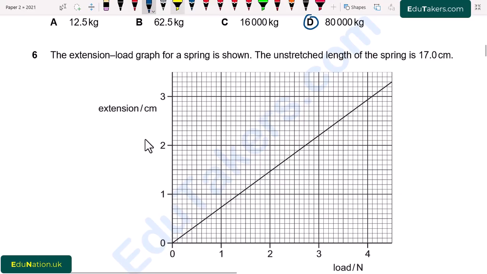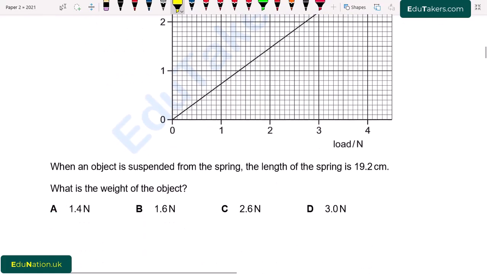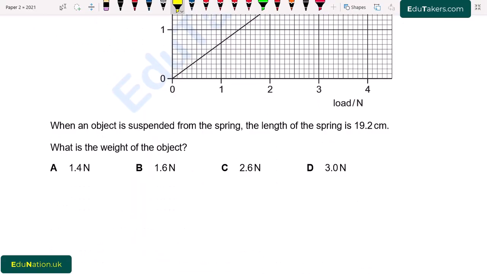Question number 6. The extension load graph for a spring is shown. Here is the extension load graph. The unstretched length of the spring is 17.0 centimeter. When an object is suspended from the spring, the length of the spring is 19.2 centimeter. What is the weight of the object?